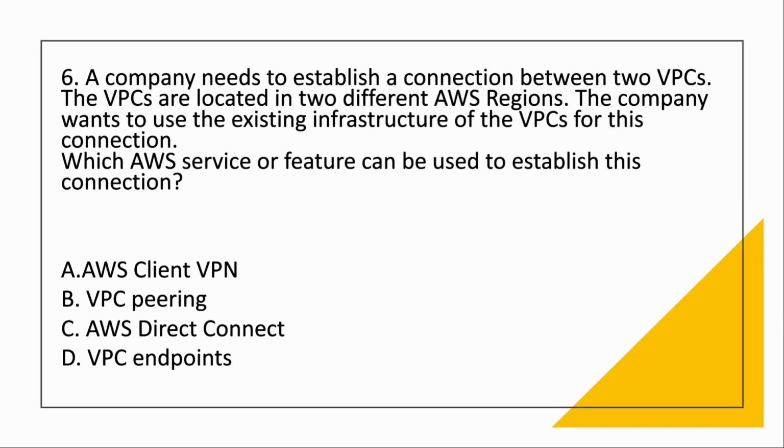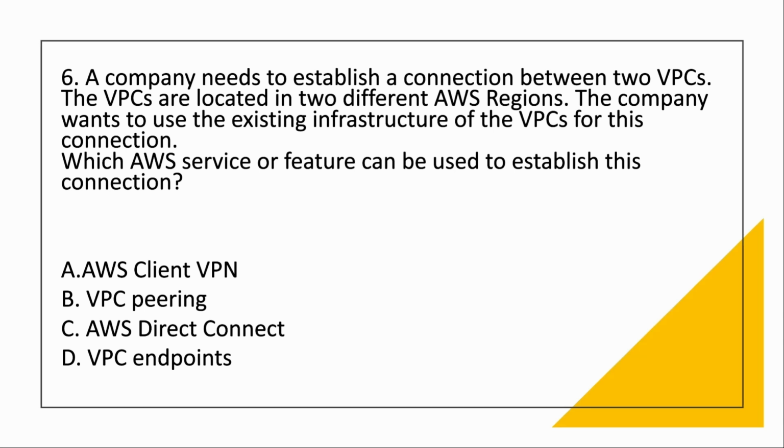Next question. A company needs to establish a connection between two VPCs. The VPCs are located in two different AWS regions. The company wants to use the existing infrastructure of the VPCs for this connection. Which AWS service or feature can be used to establish this connection? They are talking about two VPCs in different AWS regions. That means one VPC wants to talk to the other VPC. So that is like VPC peering.